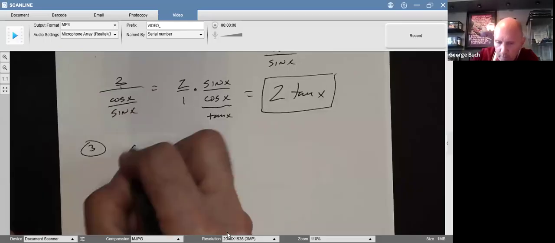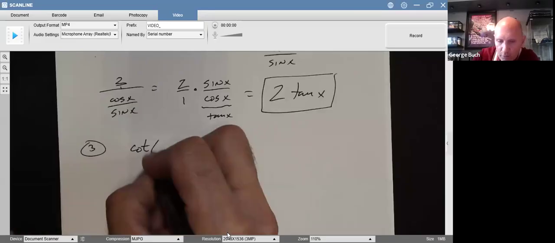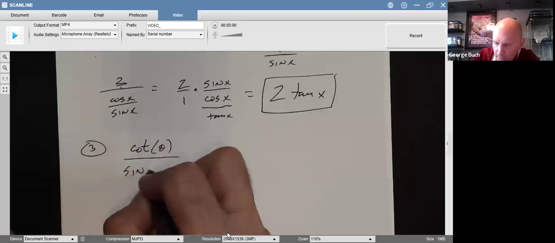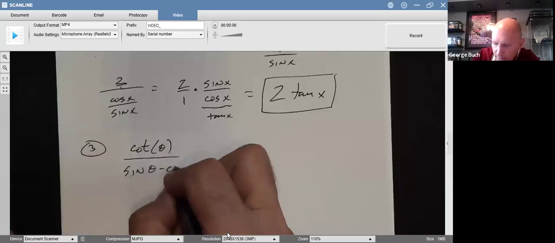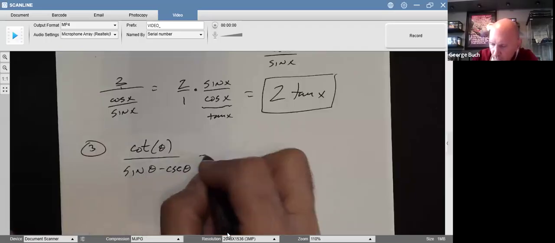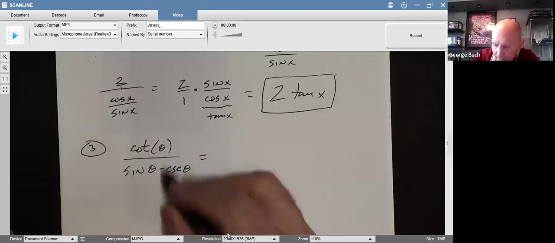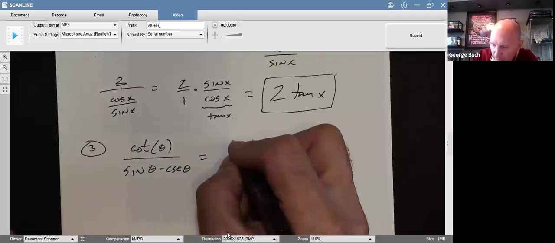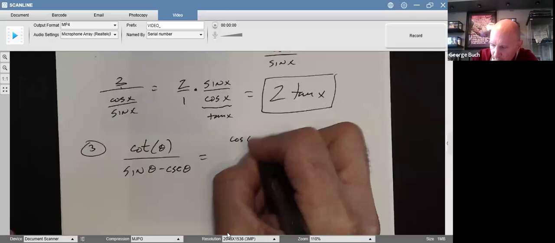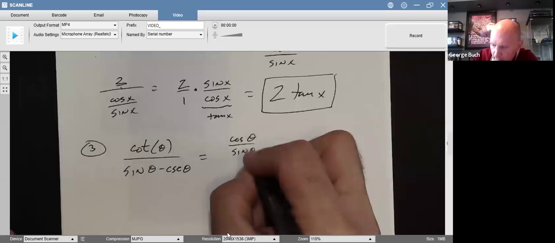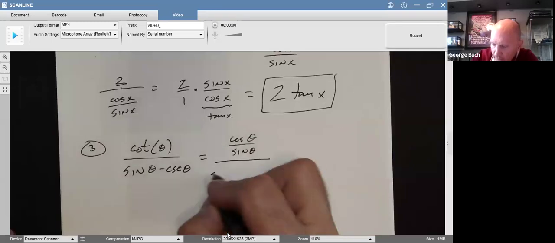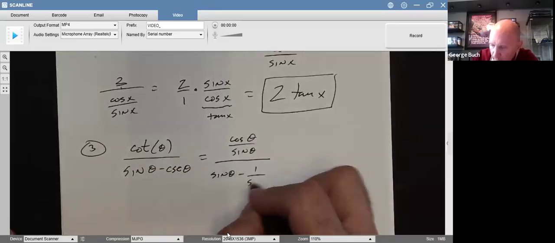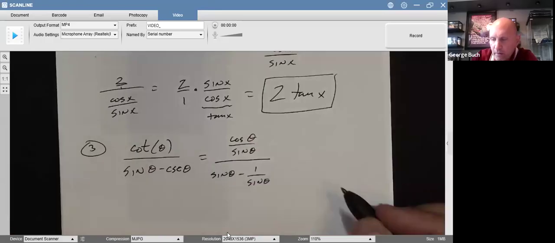All right, what if we have cotangent of theta over sine of theta minus cosecant of theta? Well, again, not all sine and cosine. So cotangent is cosine of theta over sine of theta. And cosecant is what? 1 over sine of theta.